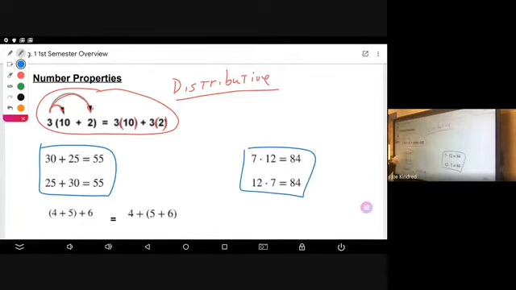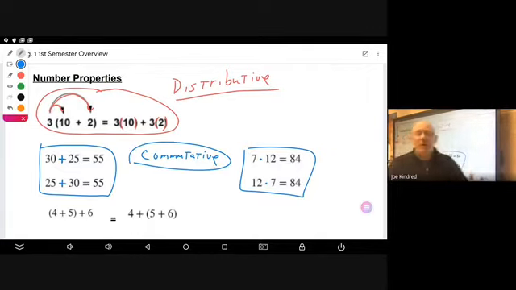Quick review. In blue, this example and this example, you can see that in this one you're adding, and over here you're multiplying, but it's the same property. It's the commutative property.